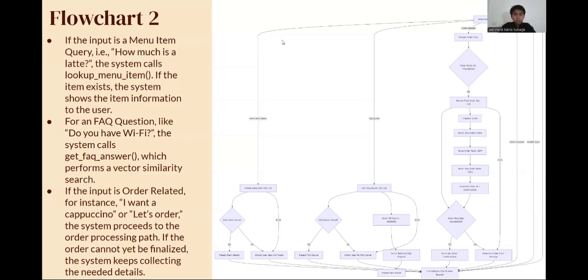And lastly, if the input is order related, for instance, I want a cappuccino or let's order, which is straightforward, then the system will proceed to the order processing part. And if the order cannot be finalized, the system will keep collecting the needed details. And if the order is finalized, the system will finalize the order and input the information to the database of SQLite. So we will use another database as well. It's called SQLite. And this SQLite will store all the information that the user or the customer ordered from the cafe.